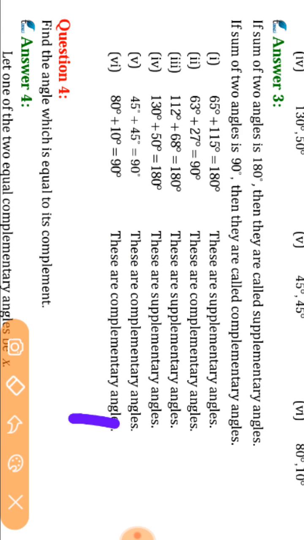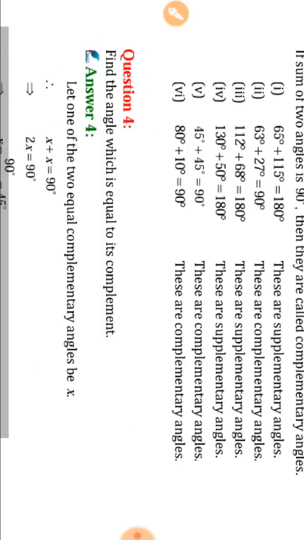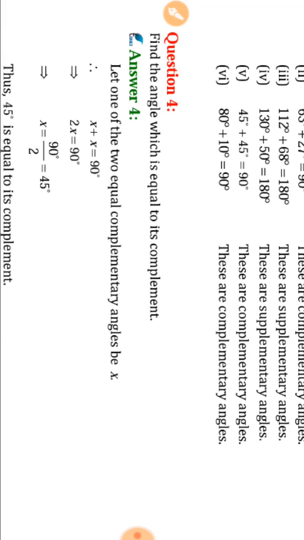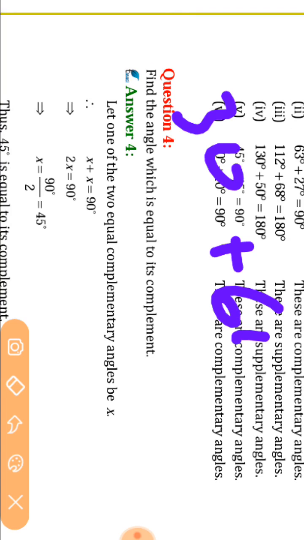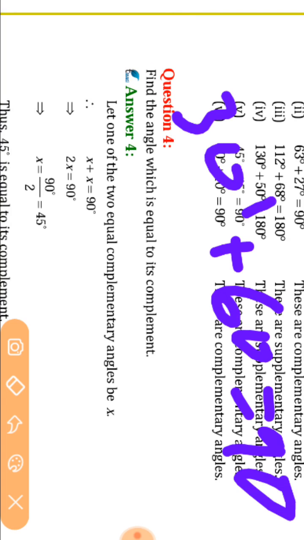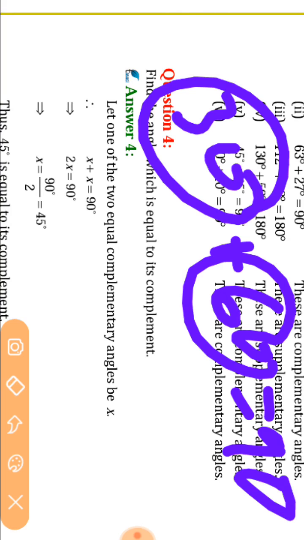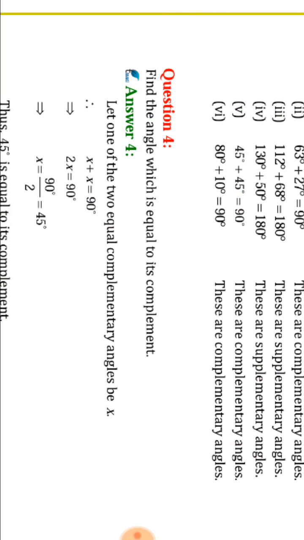Then find the angle which is equal to its complement. Complement, just now I said, see, the 30 degree complement is 60 degrees. So here the condition is both are the same. Means if it is 30, the other should be 30. When it gives 90, then that is the calculation we have to take.